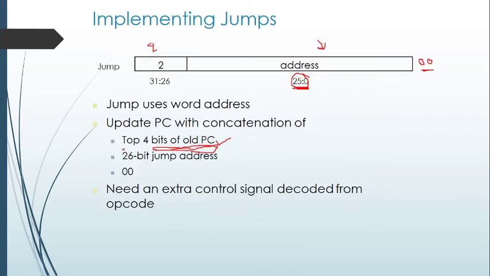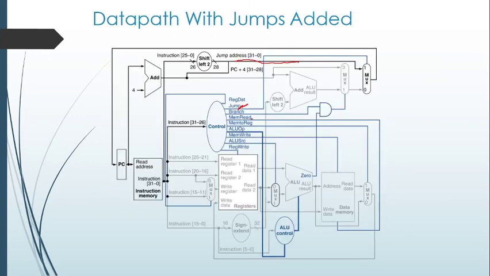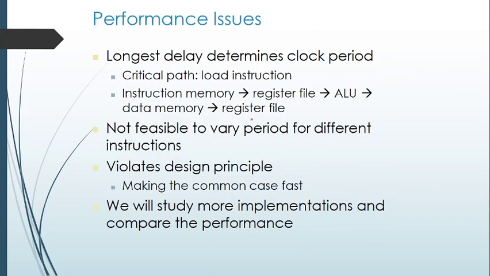So this is the complete data path with all these instructions: load word, store word, R type, branch equal, and jump instruction. They are all added to this data path. This is the first part, the simple single-cycle implementation, which is now complete. So what's next? There have to be some performance issues.